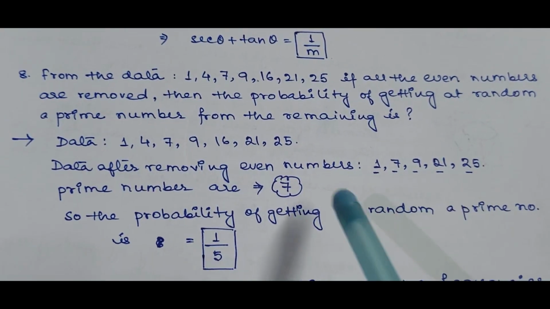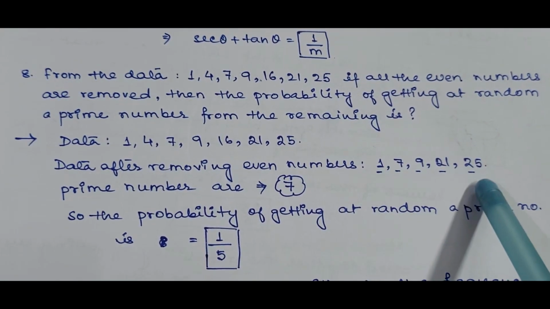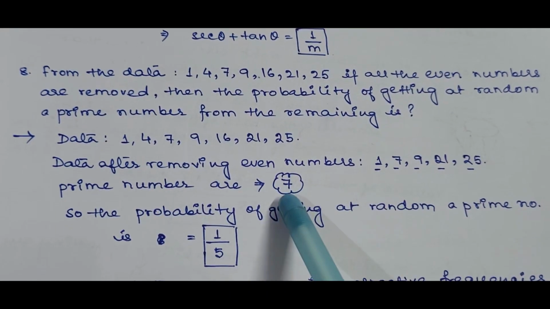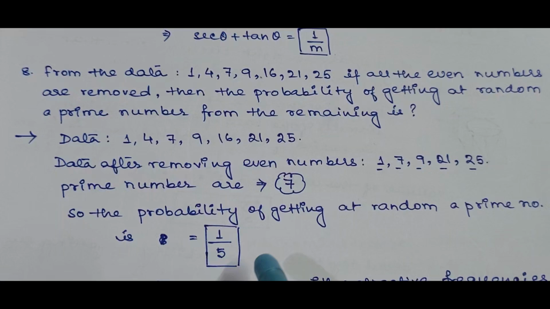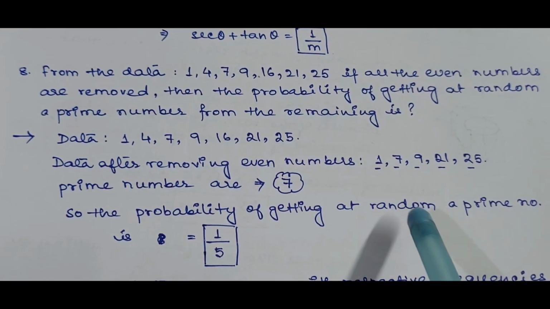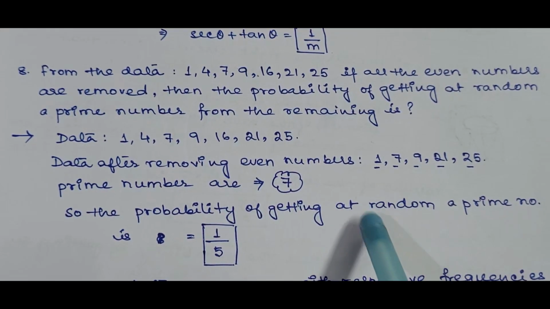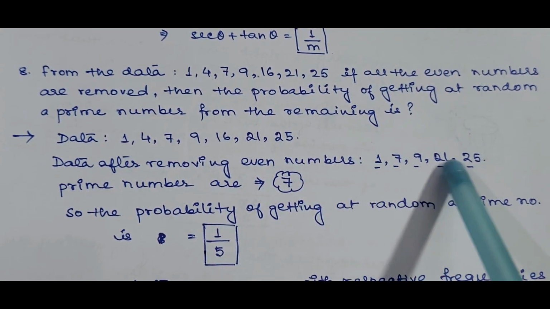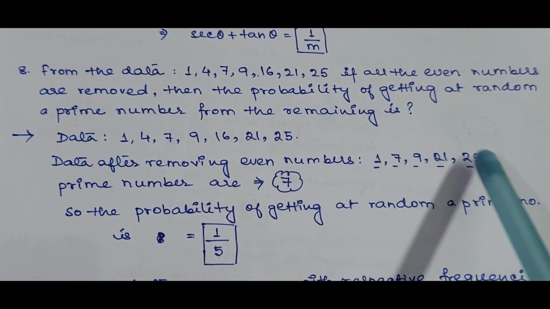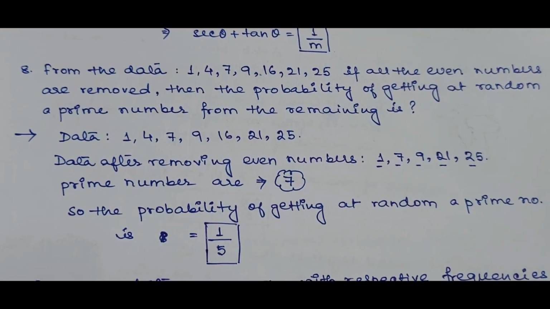Okay. Now, out of these 5 numbers, the only prime number is 7 because 1 is not considered a prime number. So, the probability of getting a prime number at random is 1 by the total number of outcomes, which is 1, 2, 3, 4, 5. So, it is 1 by 5.